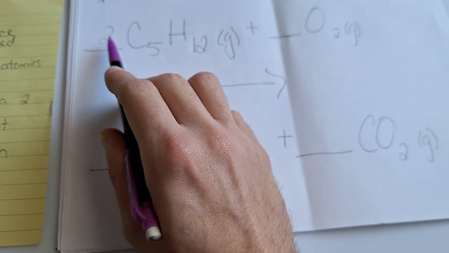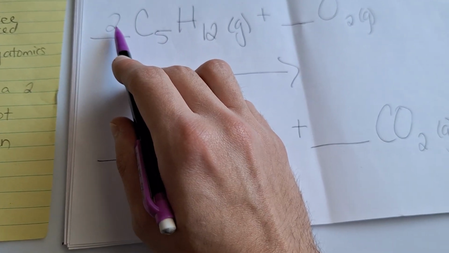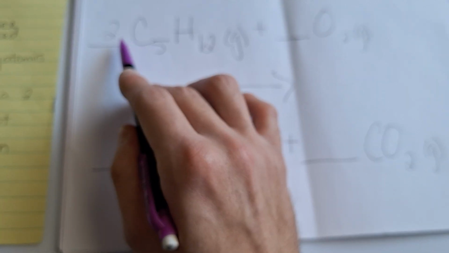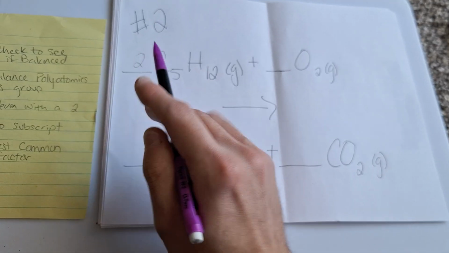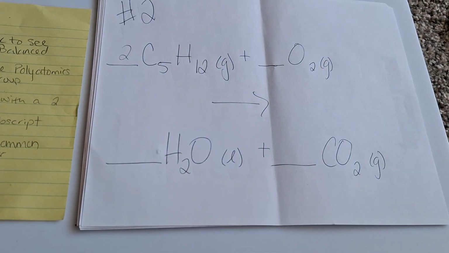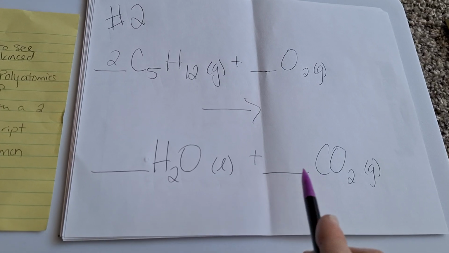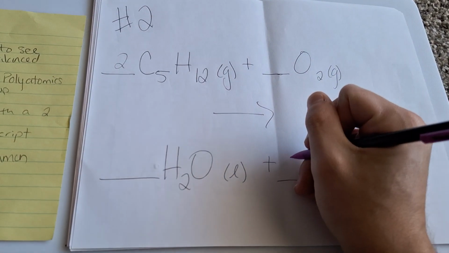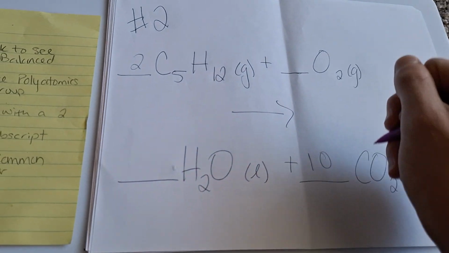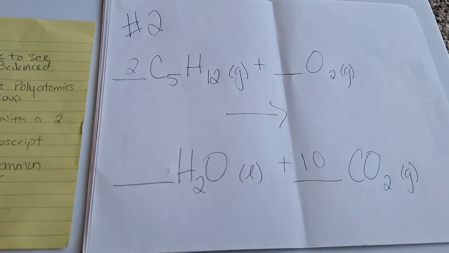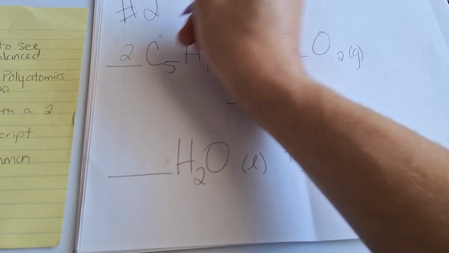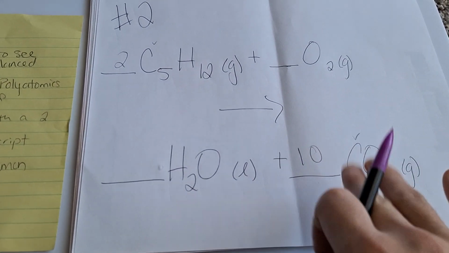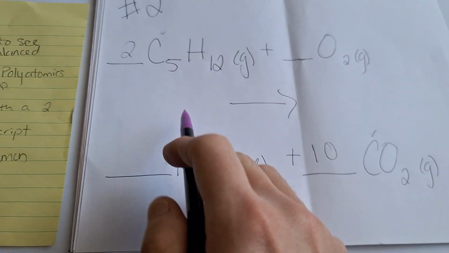So, again, we use the distributive property. 2 times 5 is 10 carbons. So, 10 carbons. Okay? So, now we need 10 carbons over here. So, then that means we got 10. Now, our carbons balance out. Again, this doesn't always work, but we're going to see if it works.